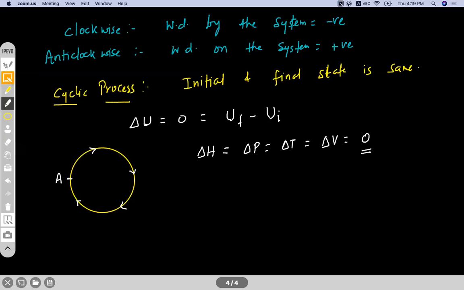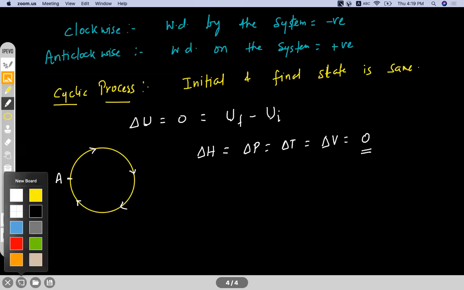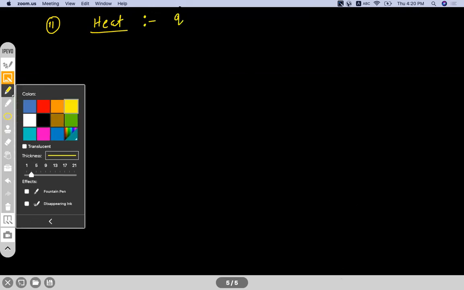Okay, so this is the first thermodynamic quantity. Next, second thermodynamic quantity you write down, it is heat. What is heat? Heat is the energy transfer. One second, I'm going back. Heat is represented by Q, first of all.